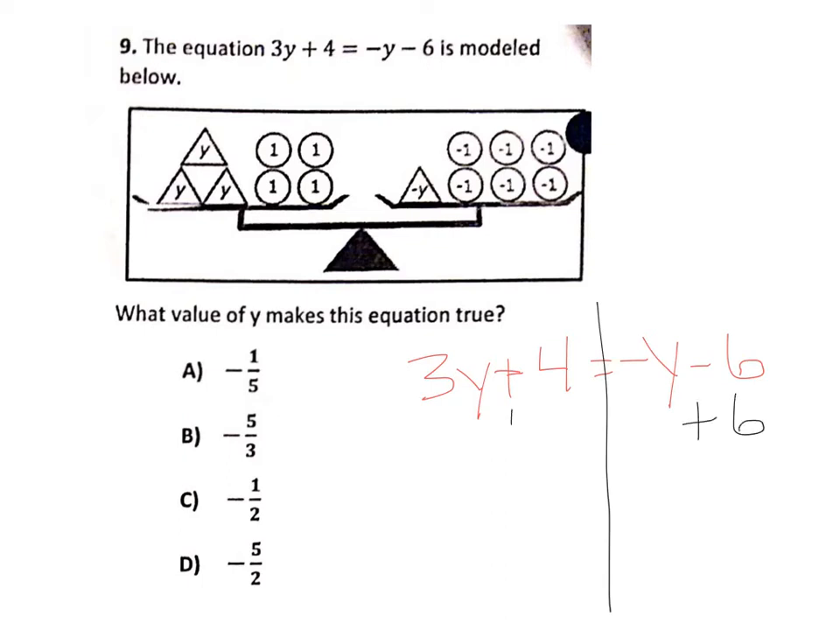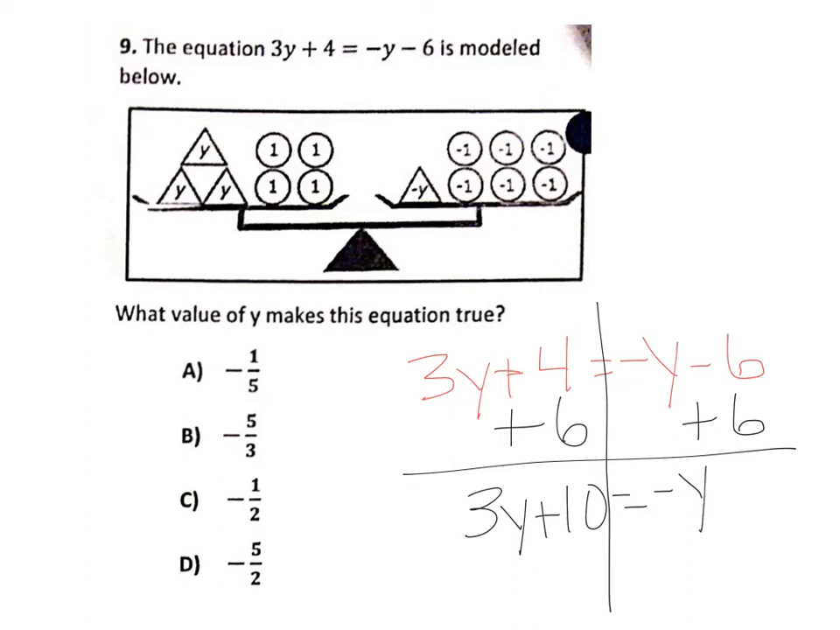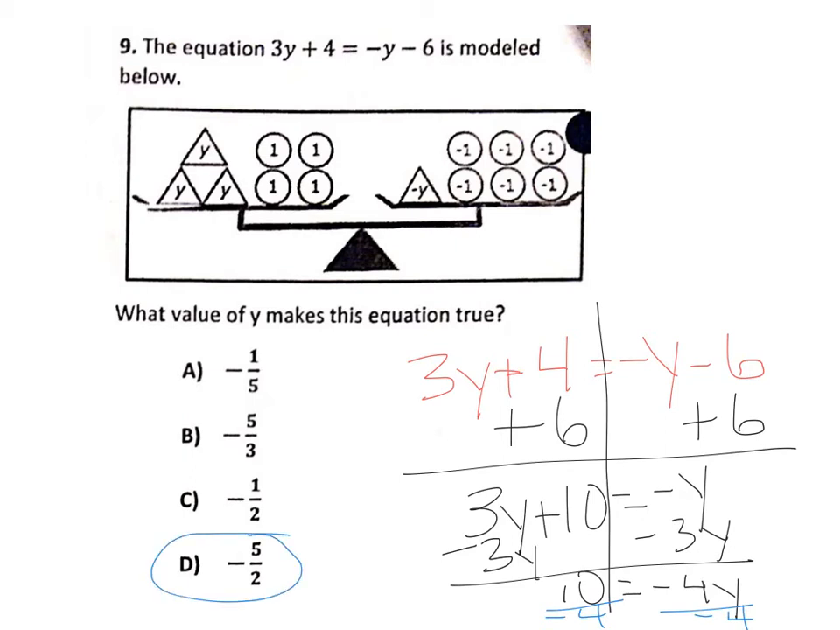Plus 6 gives you 3y plus 10 equals negative y. And then you'd have to move the 3y. Minus 3y gives you 10 equals negative 4y. And then your final step would be divide by negative 4. 10 divided by negative 4 is going to be 5 over negative 2. So D was the correct answer for number 9.